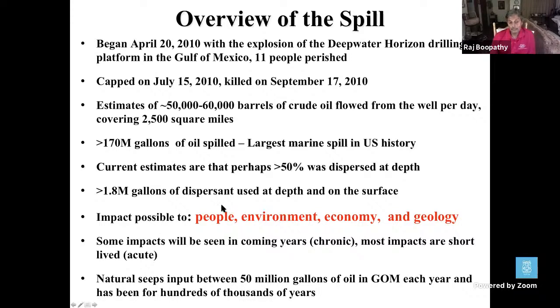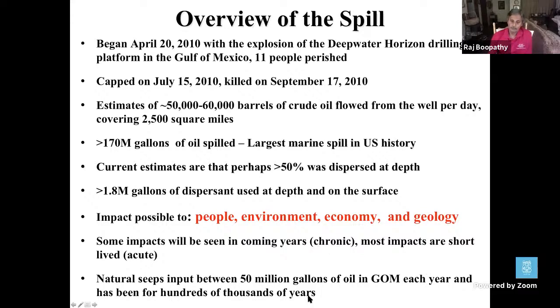So as a result, a lot of things happened. People were affected economically because all the fisheries shut down. A lot of people lost their livelihood. The environment was severely damaged. The whole state suffered economically. And then we had geological problems in the Gulf of Mexico because of this oil well problem. Some of them are chronic problems, some of them are acute. Most of the acute problems are gone, but the chronic problems still persist. People still have these effects here.